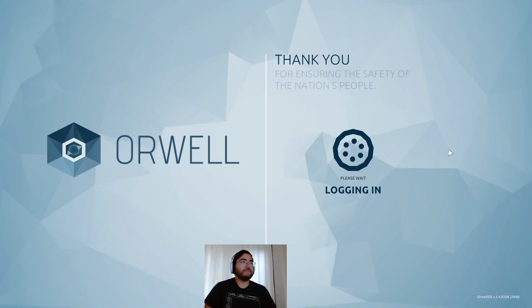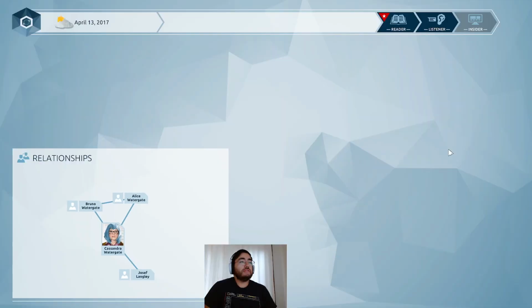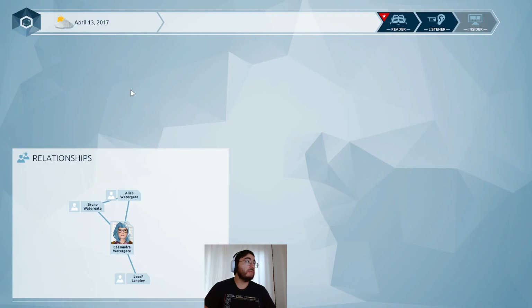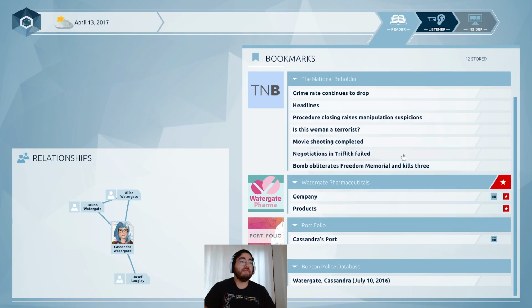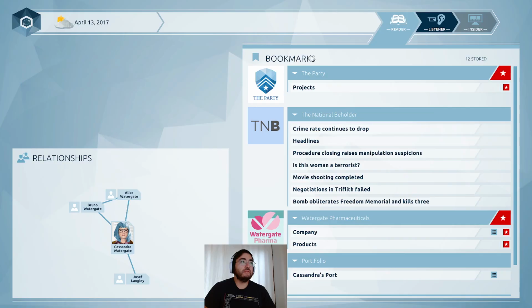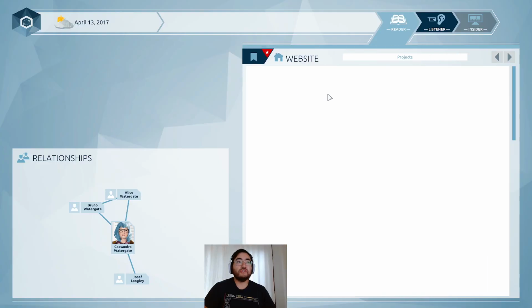Logging in. Let's see where we left off. Okay, we have our relationship map here. We've got the people, her parents, Bruno and Alice. Her boyfriend slash lawyer, so he's both here. Let's go to the reader. Okay, yeah, we had a few more things to read. So anything with a red star here is something we need to read. So let's click this one that says project.